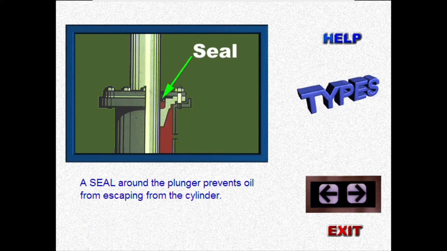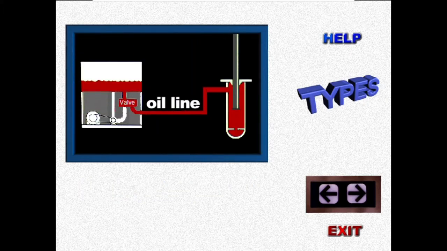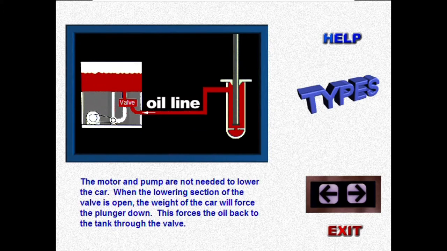A seal around the plunger prevents oil from escaping from the cylinder. The motor and pump are not needed to lower the car. When the lowering section of the valve is open, the weight of the car will force the plunger down. This forces the oil back to the tank through the valve.